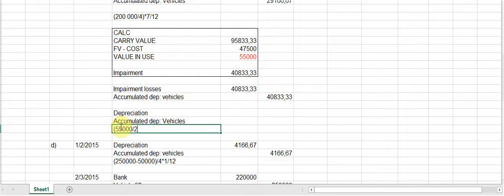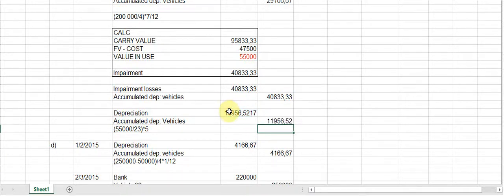We need to divide it by 23 remaining months, and then we need to calculate between August and December. So it was August, September, October, November, December. So there were 5 remaining months left. If I do that calculation, 55,000 divided by 23 times 5, I get depreciation for the rest of the year, 11,956, and I'm just rounding it to 2 decimals.